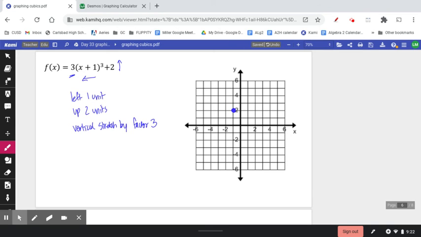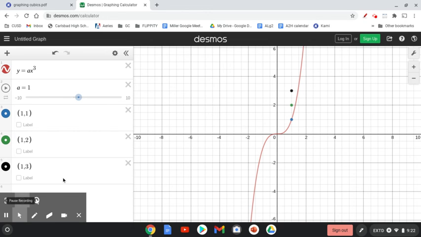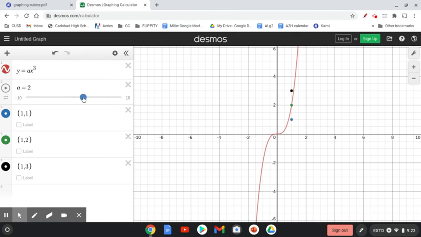So take a look at this Desmos real quick to kind of see what that looks like. Okay, here's our normal parent function that goes through 1, 1. As I slide that A value to 2, you can see now it's going through the green dot. So as we go over 1 unit, now instead of going up 1, it's going up 2. And as I put in an A value of 3, now instead of going over 1, up 1, now it's going over 1, up 3 units, okay? So that vertical stretch is being stretched 3 units. So for each 1 unit you go now, you're going up 3 times as far.